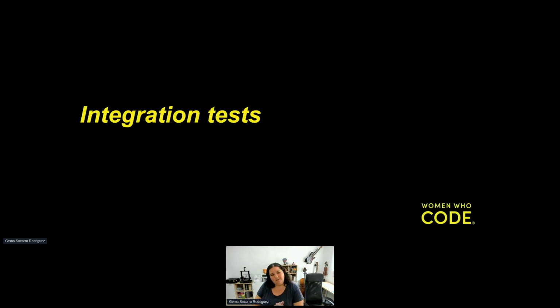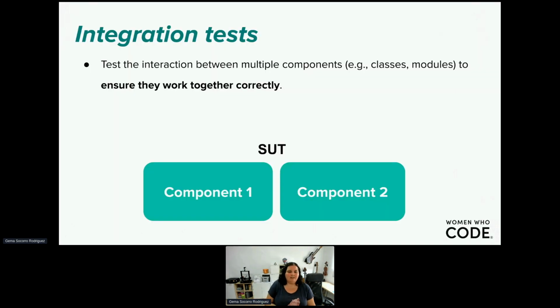Let's go to the integration test. Here, we are not going to test just a component. We are going to test how several components are going to work together. So, for example, we could have the relationship between a data source and a repository, and we want to test how they behave together.